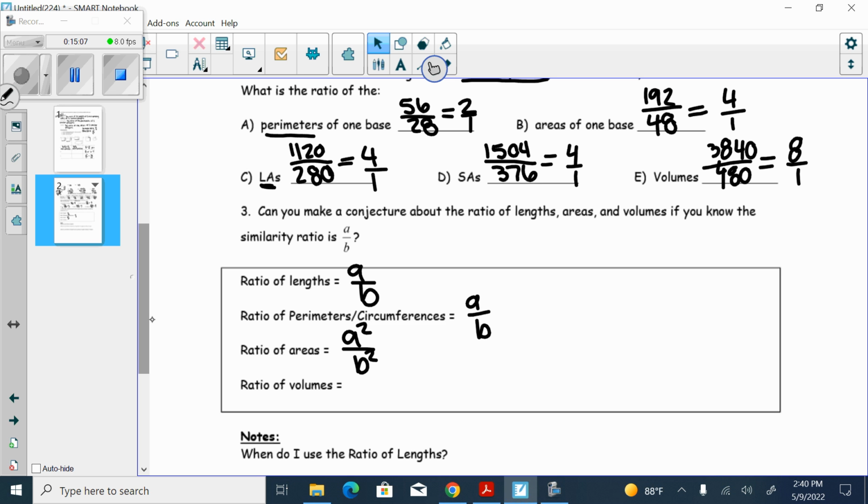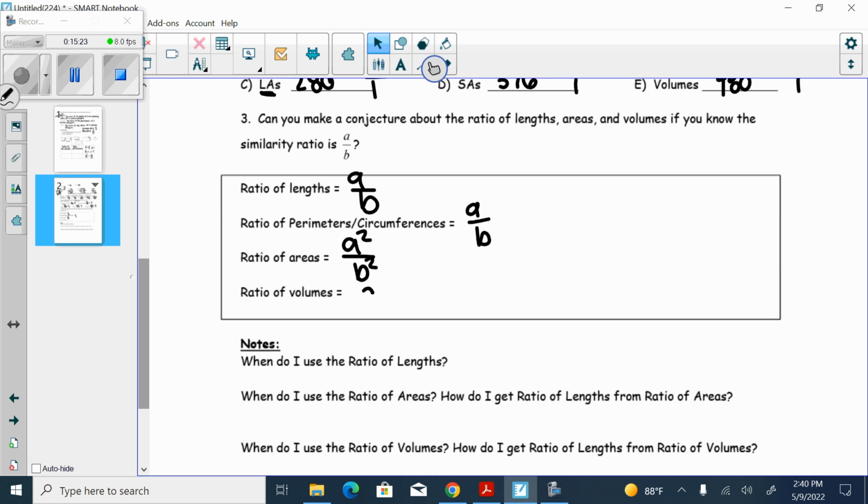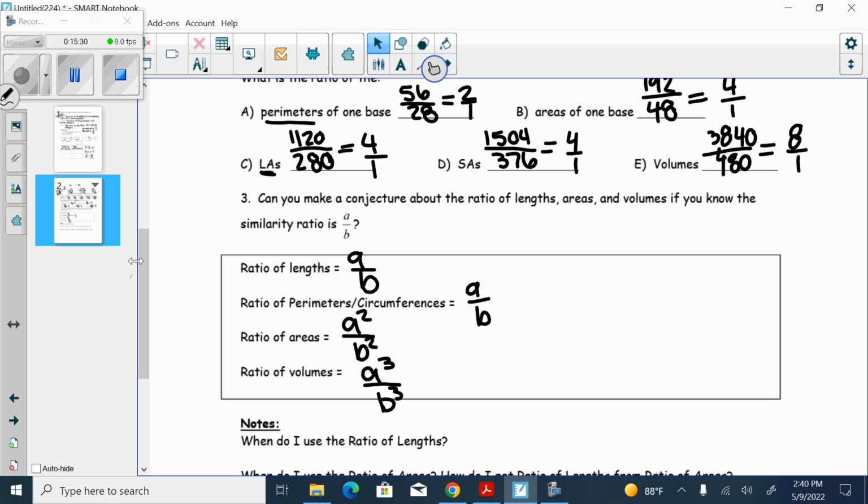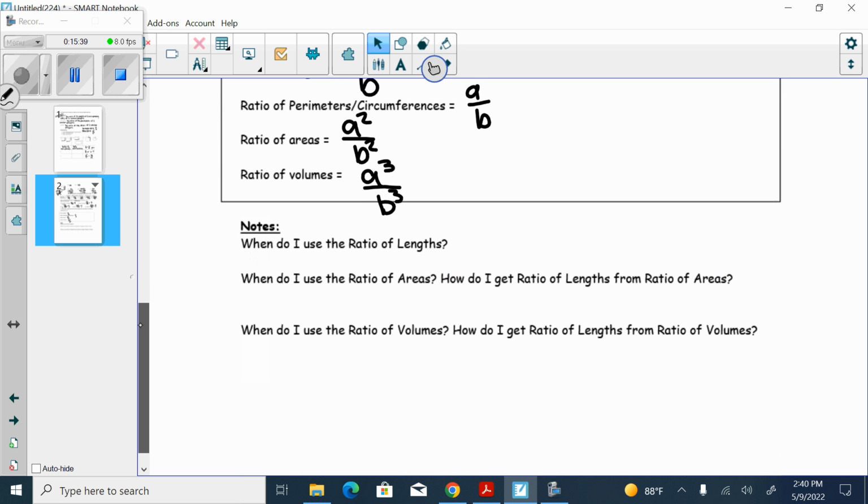Lastly, now that we got one up here that we simplified to 8 over 1, while area was 4 over 1 and perimeter was 2 over 1, what do you guys think our rule will be for ratio of volumes? Very good. Which would hold true, right? If I go back up here and look, what is 2 cubed? 8. And 1 cubed would still just be 1. All right. So now we have our rules.